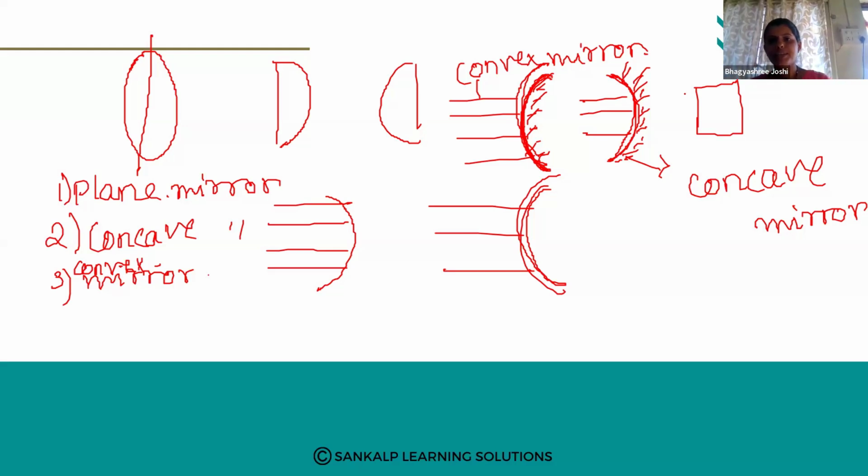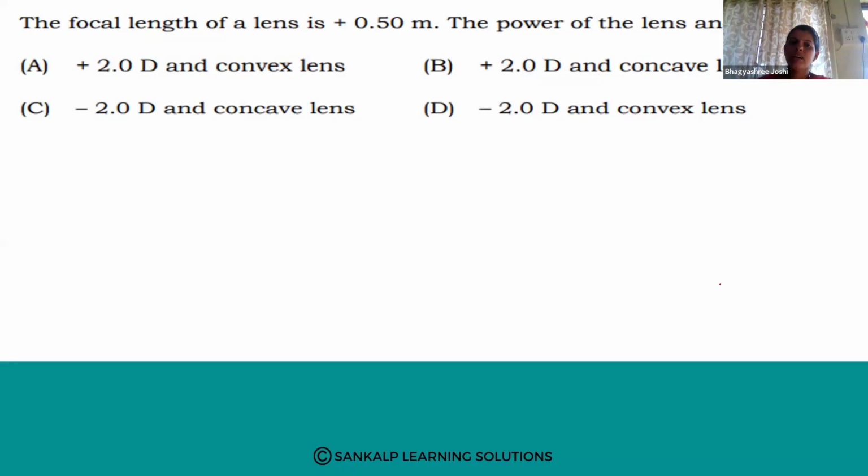So that is the main difference between mirror and lenses. Okay, so in lenses, this is convex lens and this is concave lens. Okay, both the surfaces are meant for refraction. Okay, here reflection, here refraction.